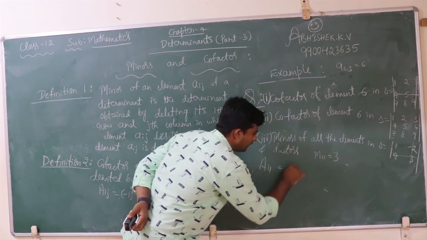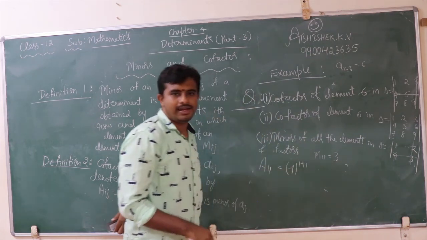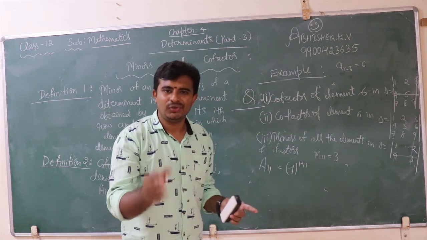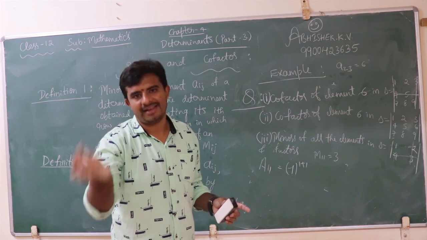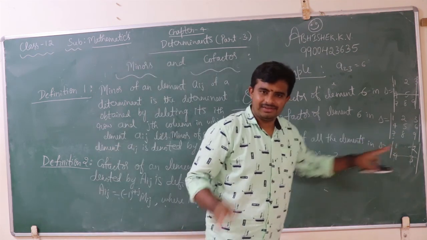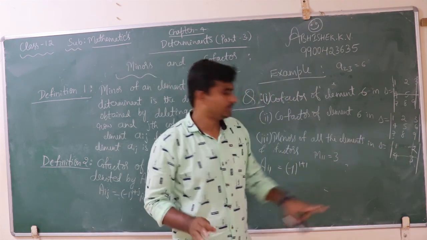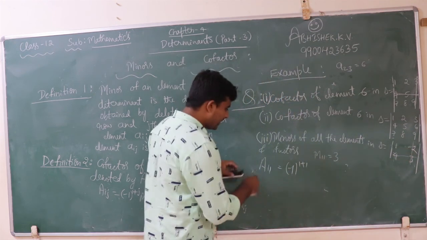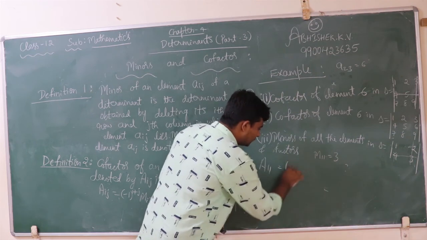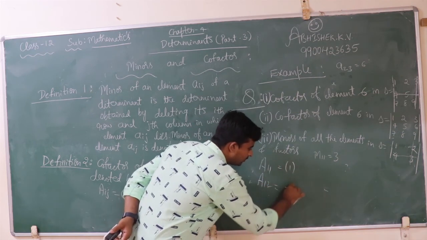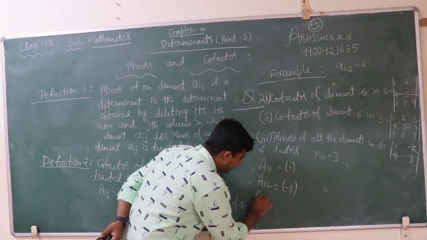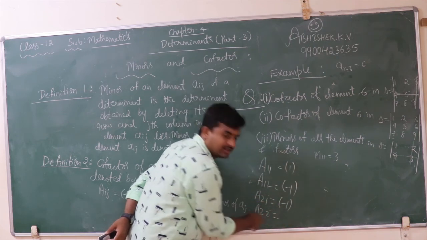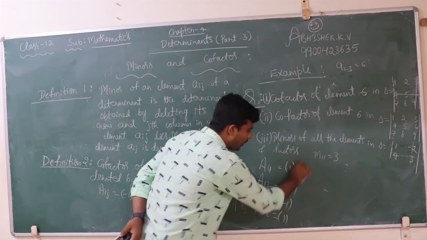Then we need to find A11, which is minus 1 to the power of i plus j. I already told you, instead of writing this every time, you just need to verify whether the suffix is odd or even. A11, even, multiplied by plus 1. A12, odd, multiplied by minus 1. So A11 is plus 1. A12 is minus 1, suffix odd. A21 again minus 1, suffix odd. A22 even, plus 1.